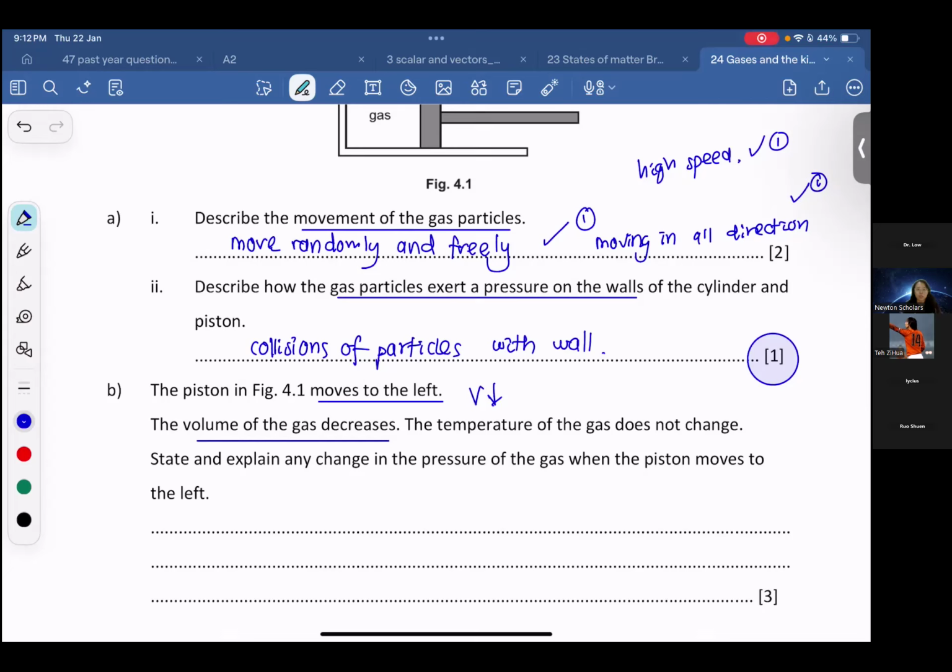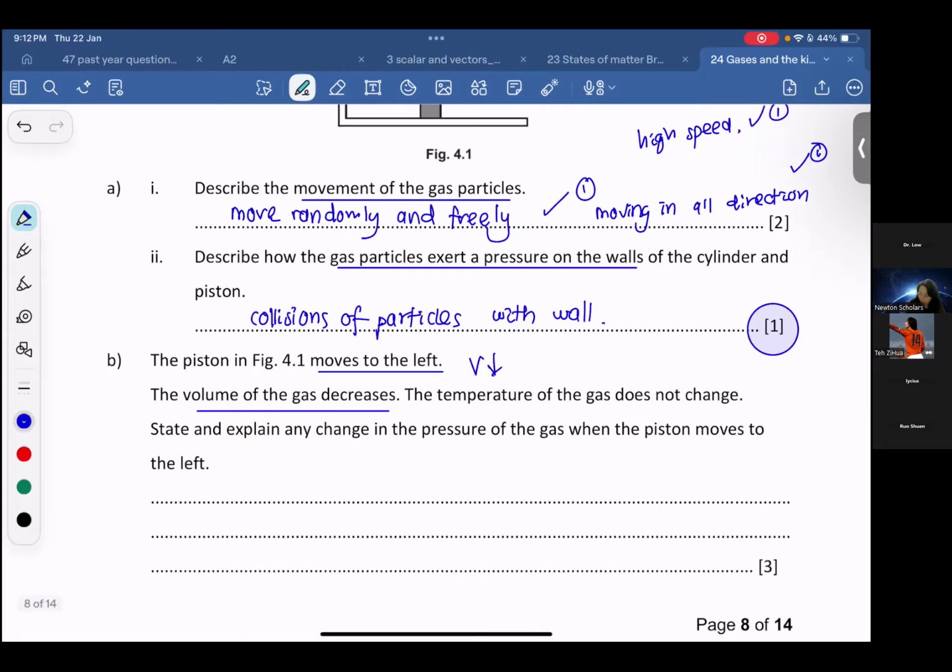So state and explain any change in pressure of the gas when the piston moves to the left. Piston moves to the left. So what happened to your pressure? And explain, right dear? Try to explain. 3 marks here.